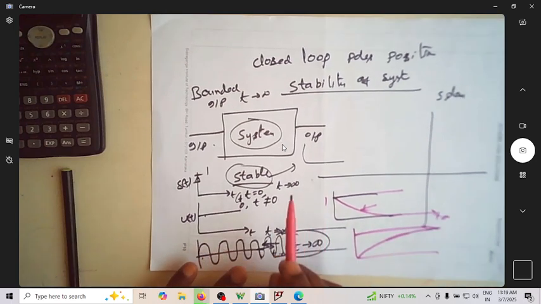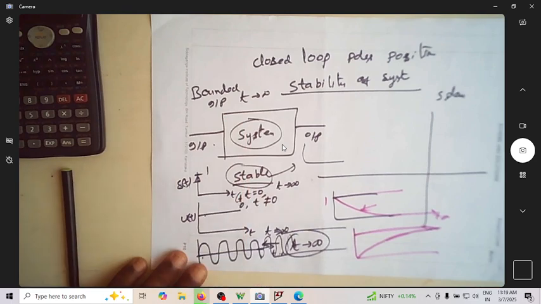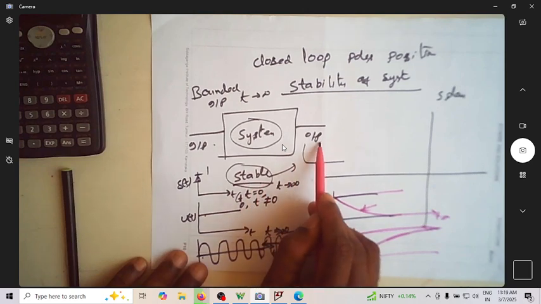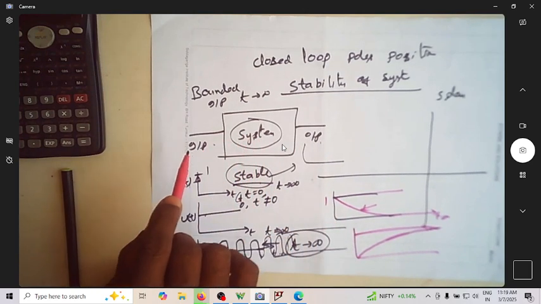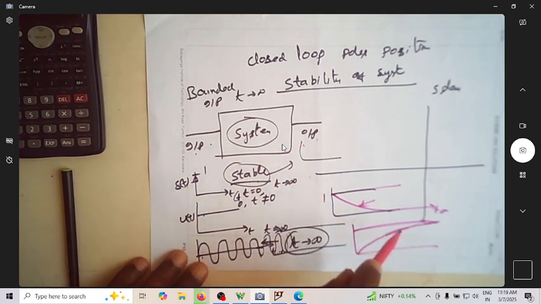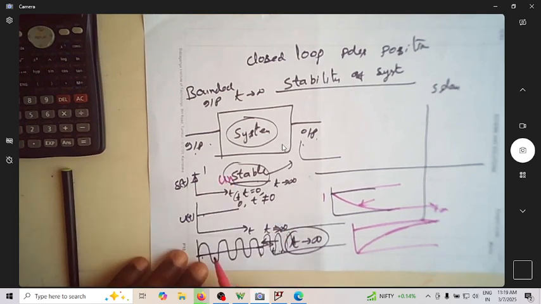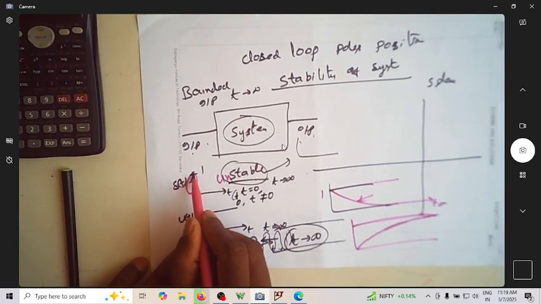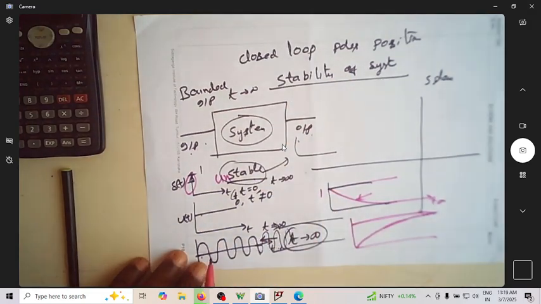So now, when is a system stable? A system is stable if, for a bounded input, the output is also bounded. Such a system is called a stable system. When will this become an unstable system? For a bounded input, if the output is unbounded. If the output is unbounded, then you say the system is unstable.